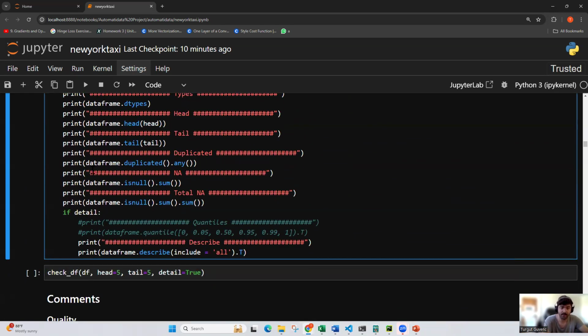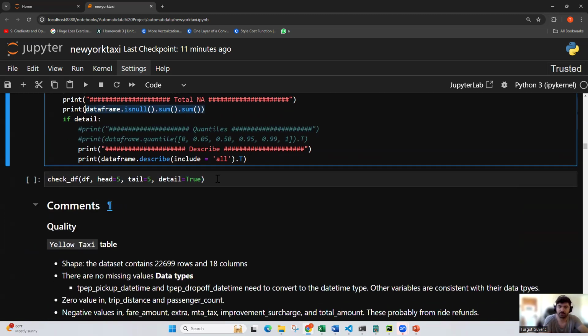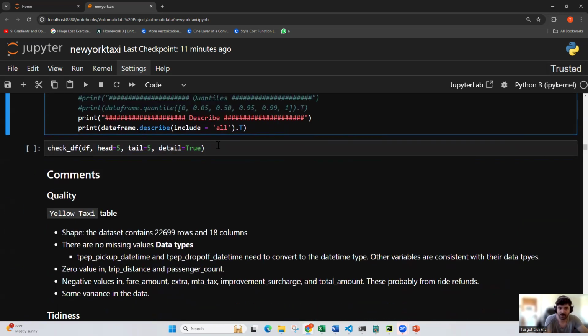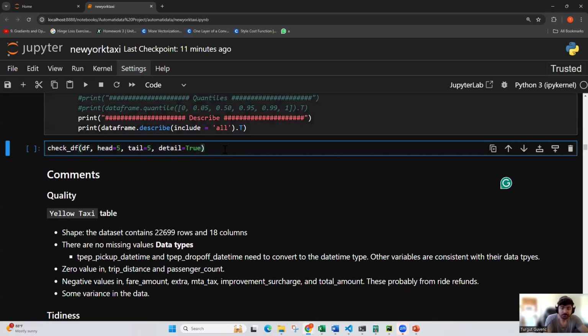It will also check whether there are any duplicated values across all rows in the data set, meaning identical rows. It will show us, for each column, whether there are any NA values, and this function will also show us the total NA values. And if we set detail, it will show us the quantiles as well.